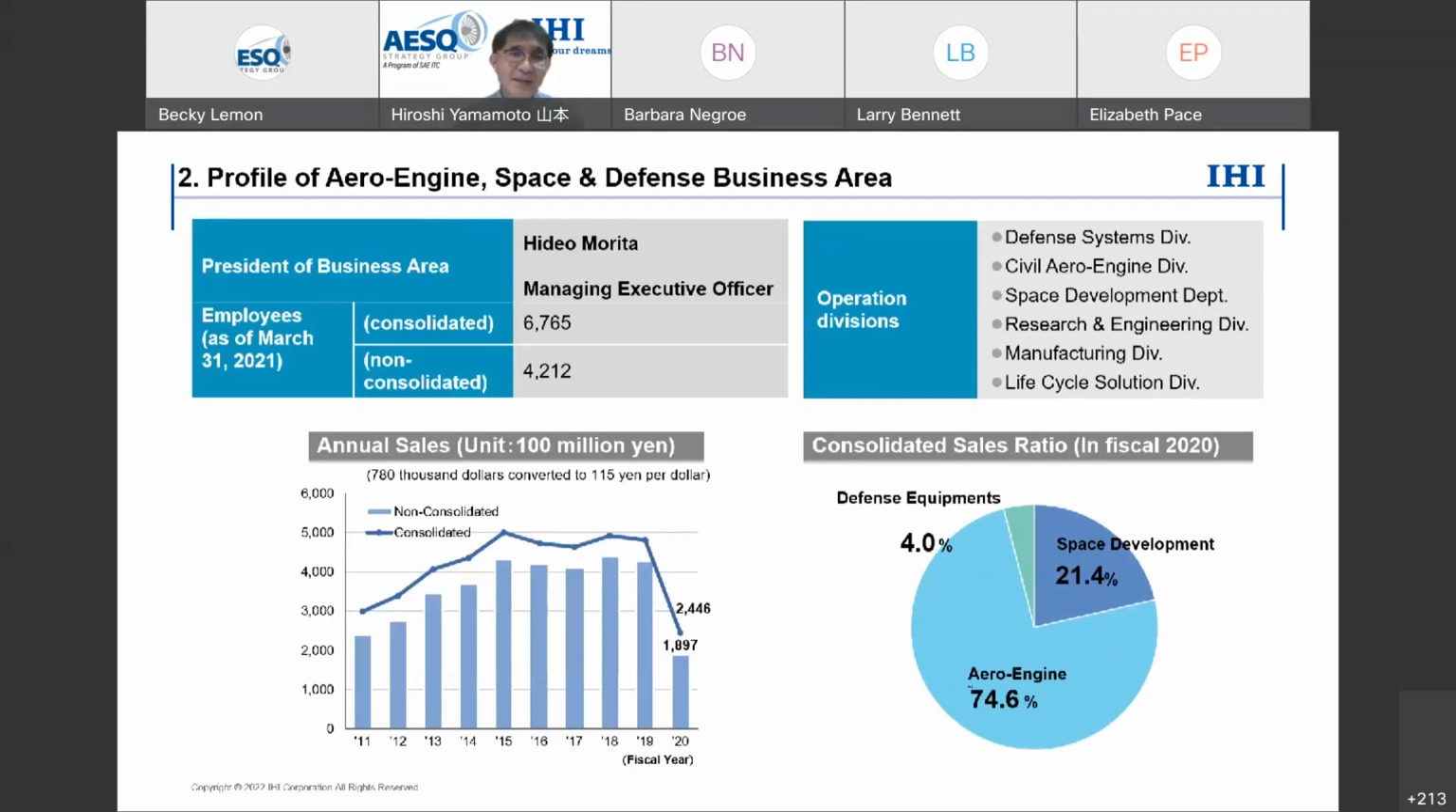This is the profile of the aero engine, space, and defense business area. The employee number shown is 6,765, but about 8,000 employees including part-time workers. And our annual sales unfortunately dropped in 2020, but we look forward to a keen recovery in 2021. And also, our company, IHI, is a leading company supplying jet engines in Japan.